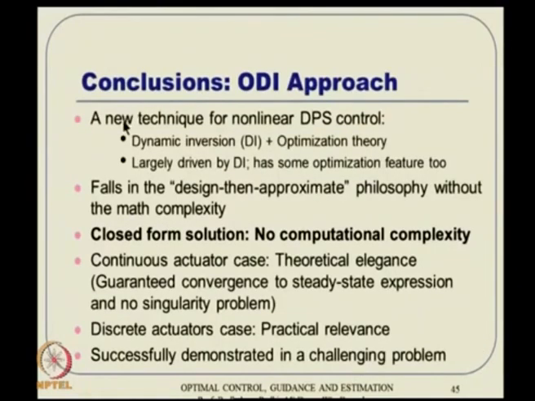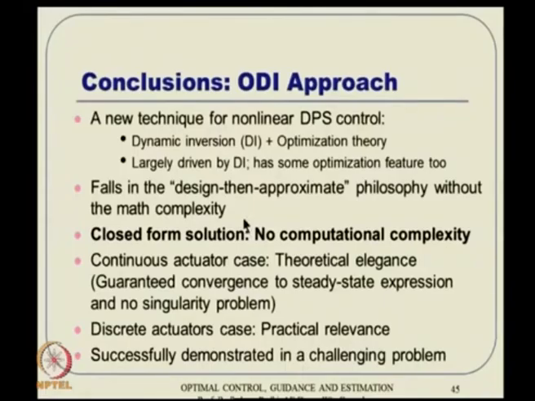So, the conclusion of this particular approach is that it is a new technique which did not exist in the literature. We propose for the first time a new idea of distributed parameter system control using dynamic inversion, which is a nonlinear control synthesis theory using feedback generation, plus optimization theory. These two are coming together to propose a new idea.